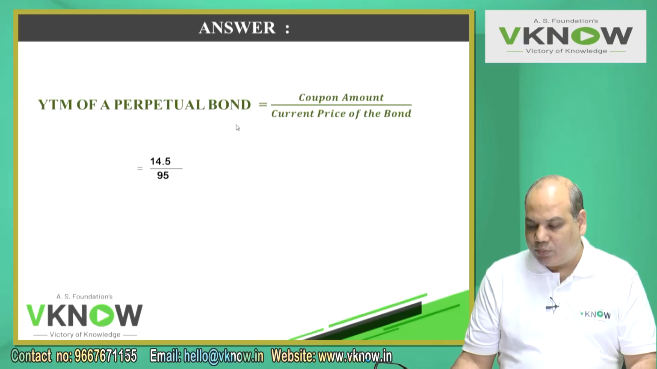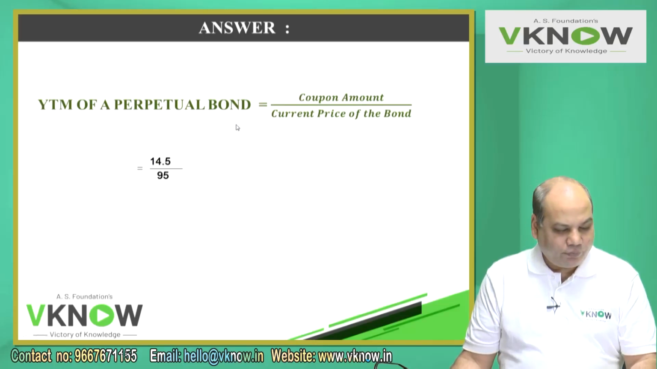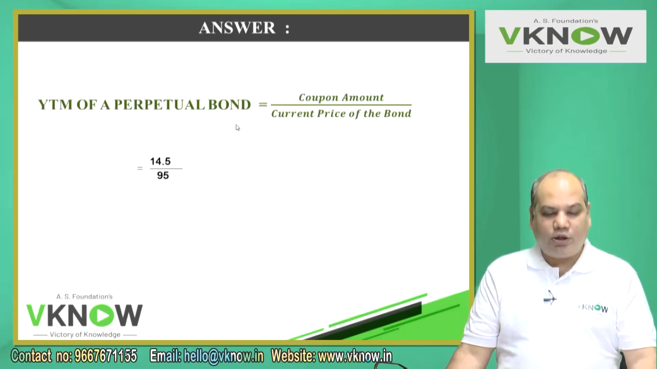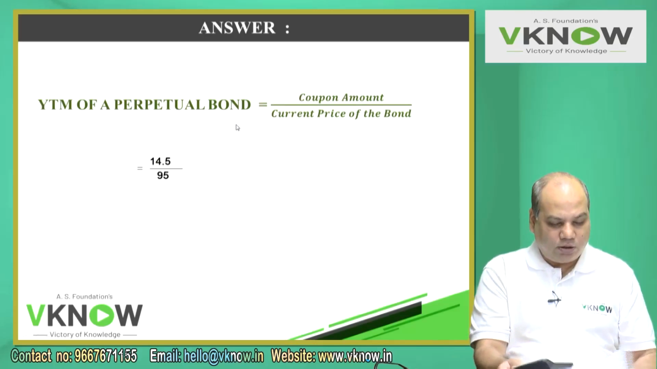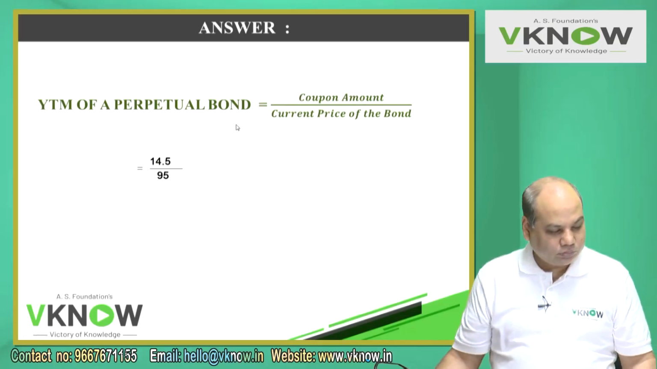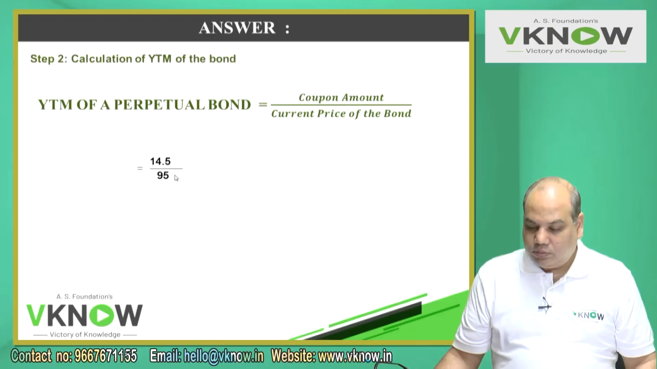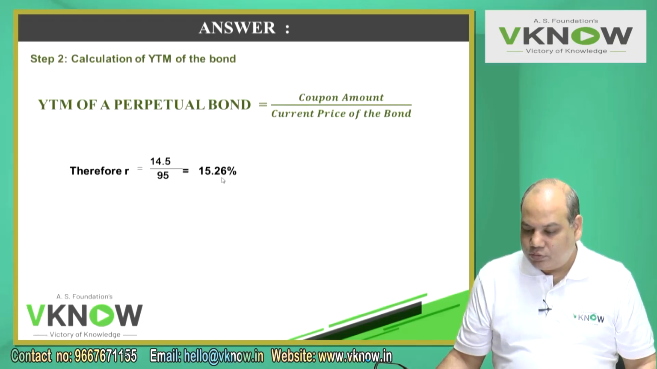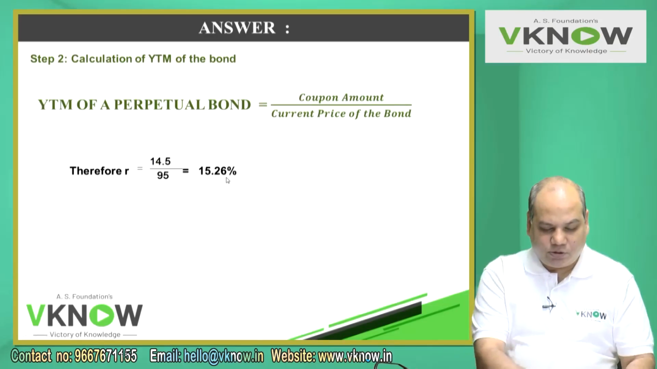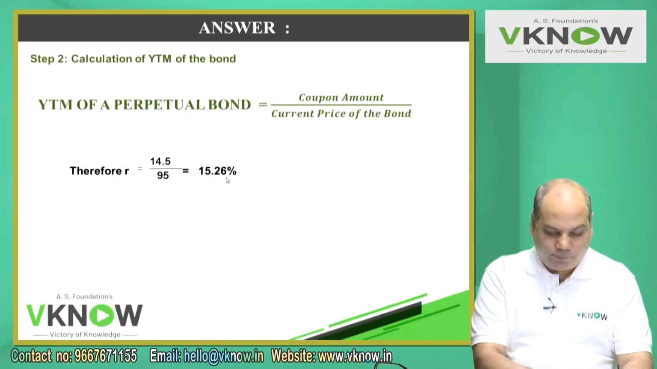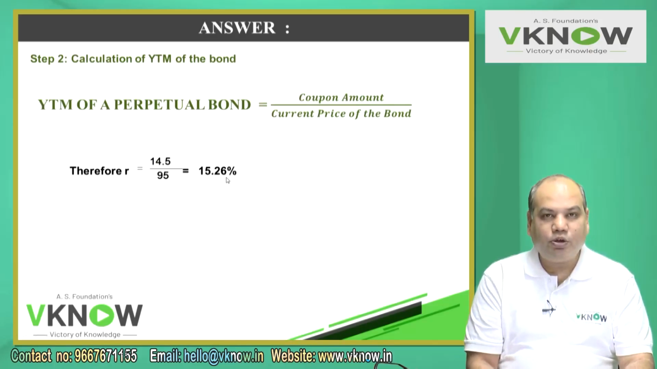14.50 upon 95, and that comes to how much? 15.26%. Just check: 14.5 divided by 95 is 15.26%.